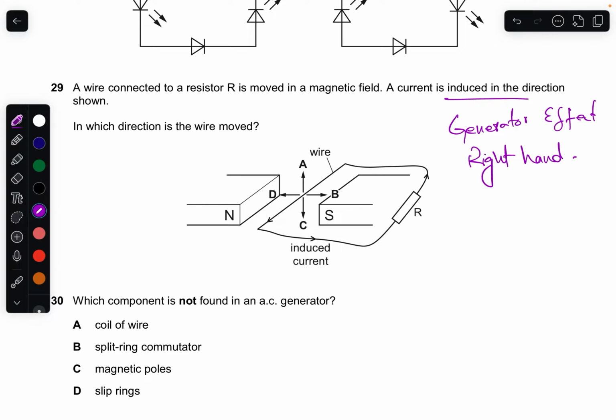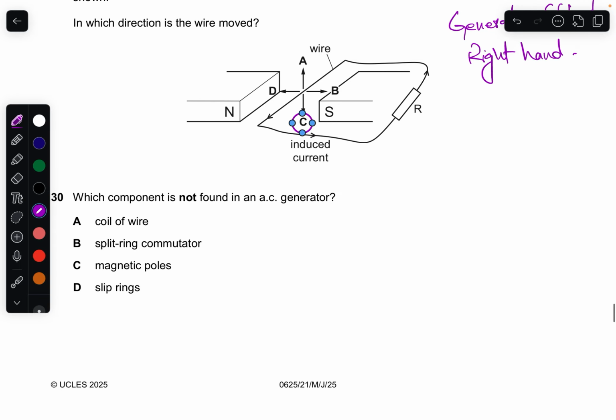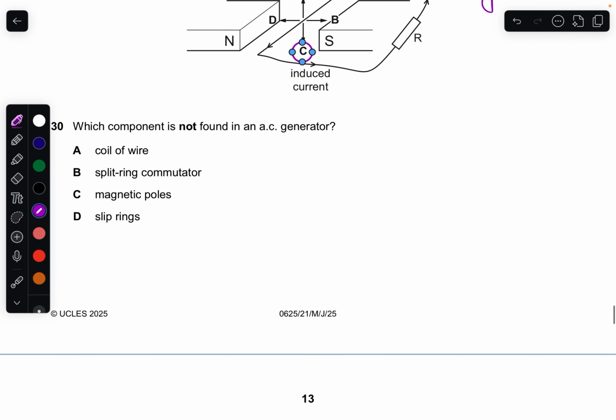Okay, so you have to stretch your right hand: first finger in the direction of magnetic field, second finger in the direction of current, the thumb will show you the direction of force, that is C. Which component is not found in the AC generator? AC generators don't have the split rings, they only have the slip rings.